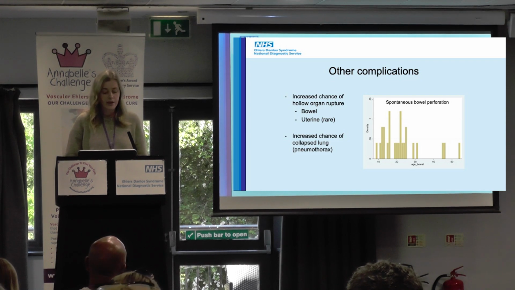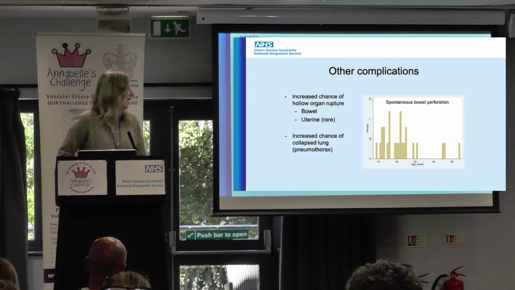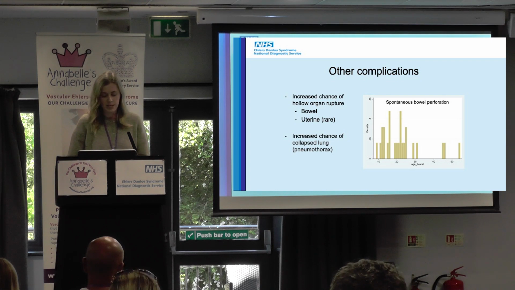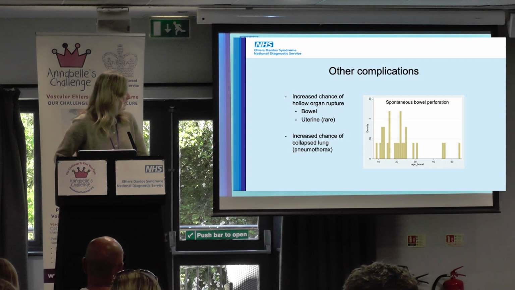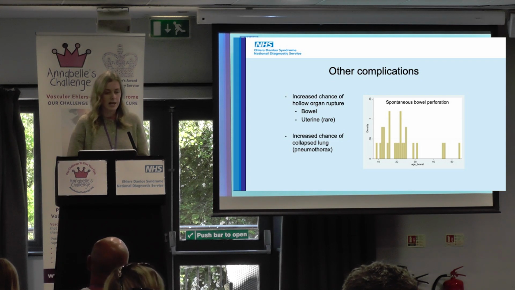Just to mention some of the other possible complications that we can sometimes see in vascular EDS. One of those is the increased chance of hollow organ rupture, and what we're talking about mainly is bowel. The uterine is often rarer and more so associated with pregnancy. But just to talk through that graph on the right there, along the bottom axis are the ages at which individuals have had spontaneous bowel perforation, and the y-axis, the vertical axis, shows the incidence, how many people have had a perforation at that age. So you can see that there's a cluster there in the mid-teens and again in the early to mid-20s. It can happen at any age, and there are some people who've had spontaneous bowel perforation a little bit later on in life, but it is more common at those two peak ages.